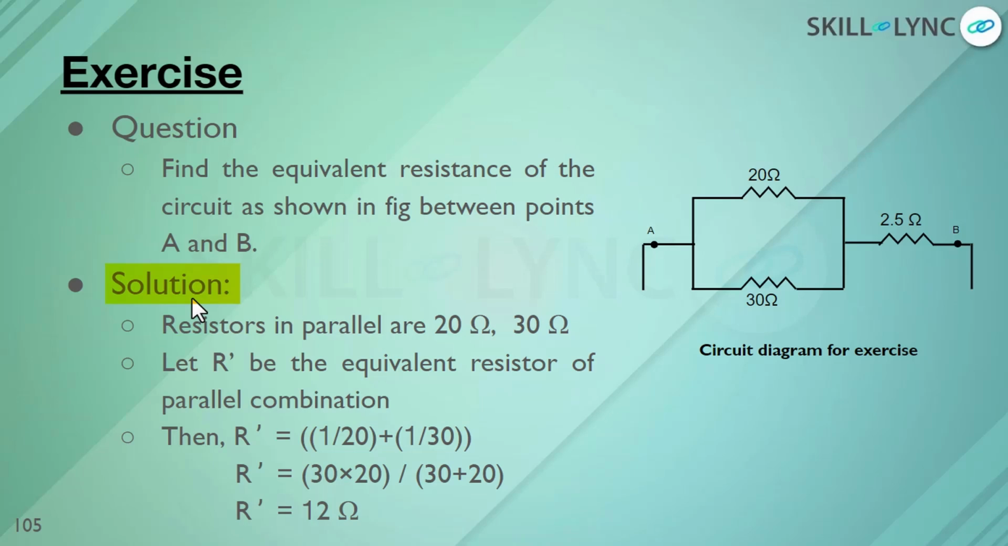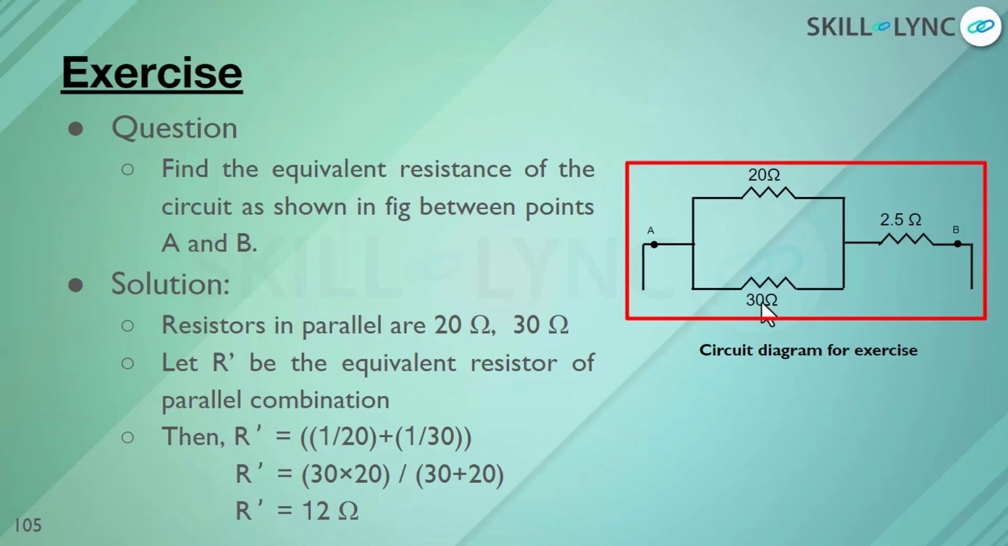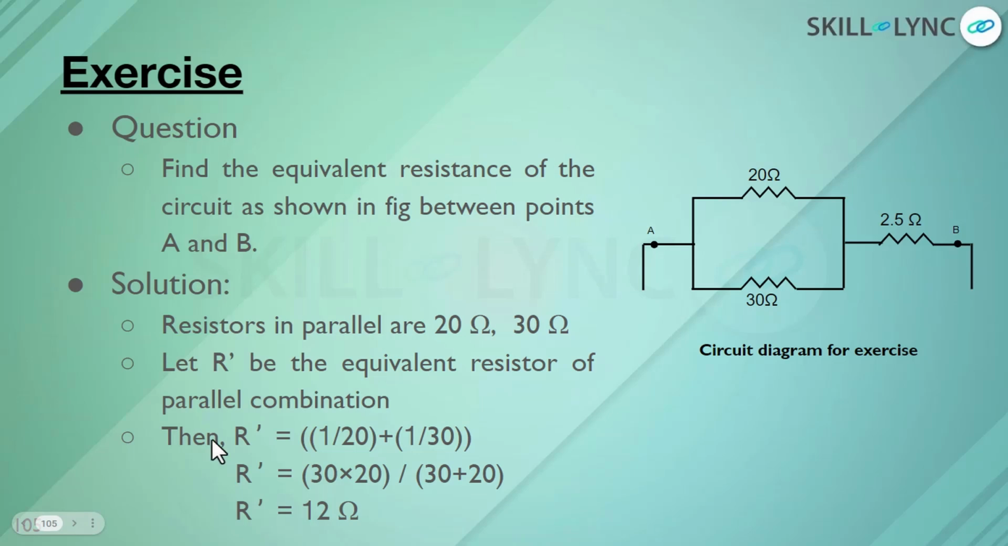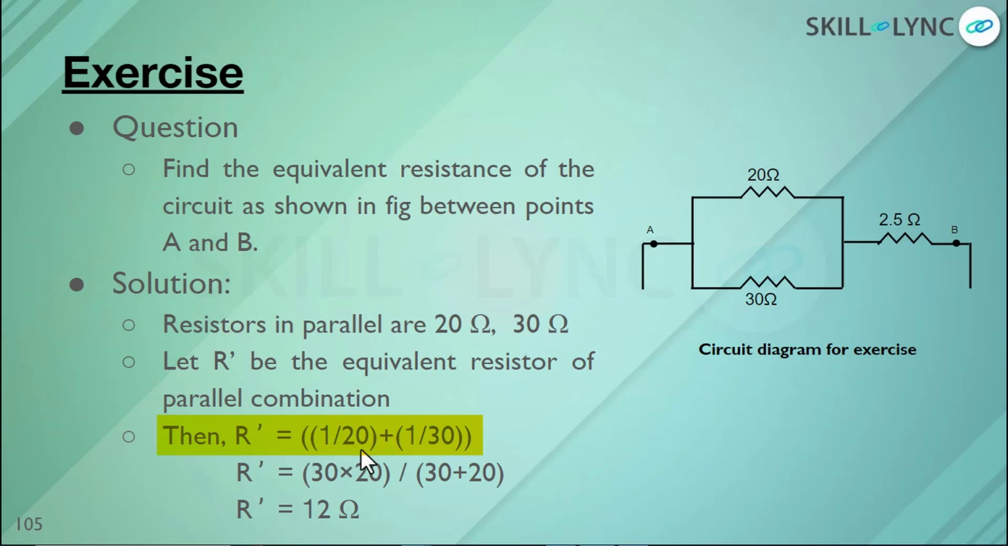Thus, coming to the solution, resistors in parallel are the 20 ohm resistor and the 30 ohm resistor. Let R dash be the equivalent resistance of the parallel combination. Here I have considered 1 upon R equivalent as R dash. Thus, 1 upon R dash equals 1 by 20 plus 1 by 30. We can write this as 1 upon R1 plus 1 upon R2 is equal to 1 upon R equivalent, which is R dash. I have considered this equation and we have learned this in the previous slides.